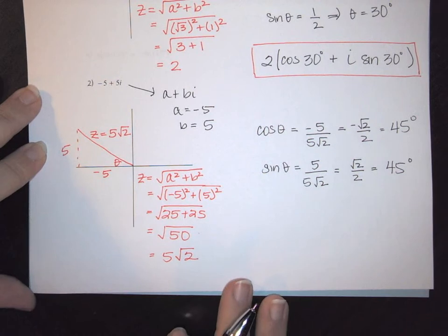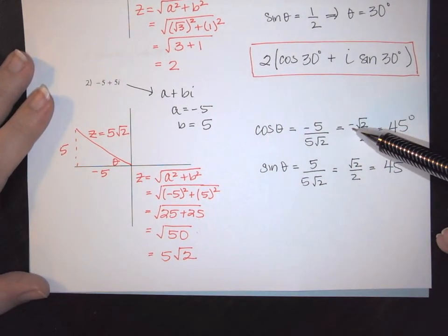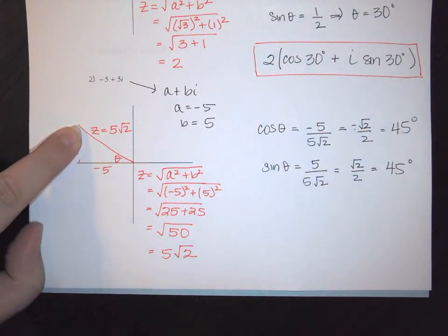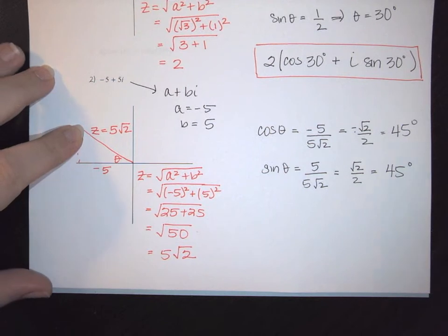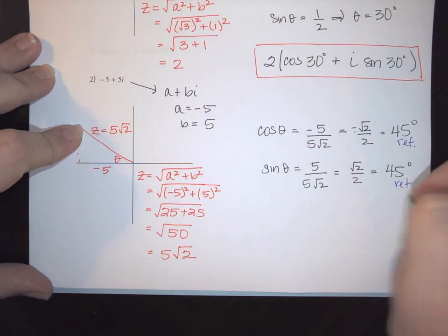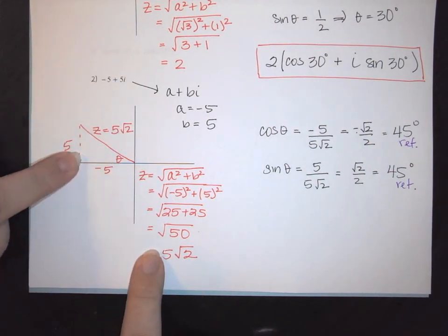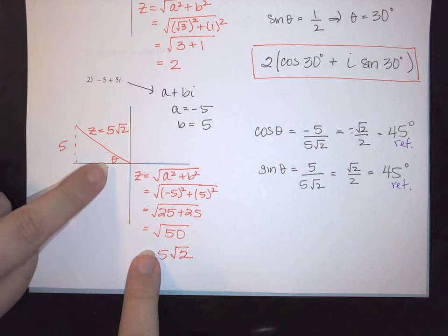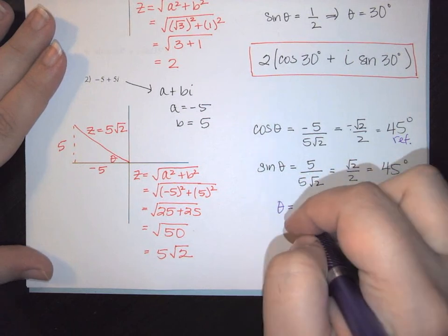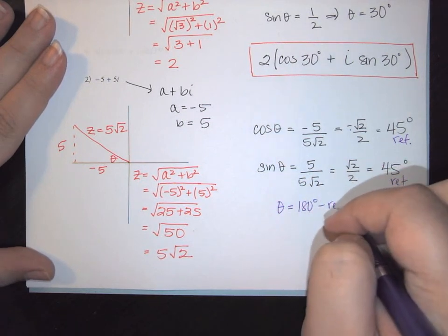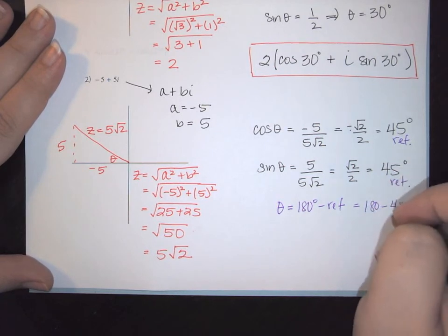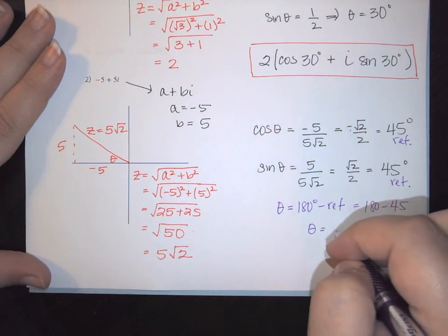Now, take a look at the negative sign and take a look at where we actually are in our quadrant. So knowing that this is 45 degrees, what we actually did here is we discovered the reference angle. So these are your reference. Because we're in quadrant 2, you need to remember your reference angle says I take 180 minus the reference. So to find my angle, I have to take 180 degrees minus your reference, which is going to be 180 minus your 45. So your angle here is going to be 135 degrees.